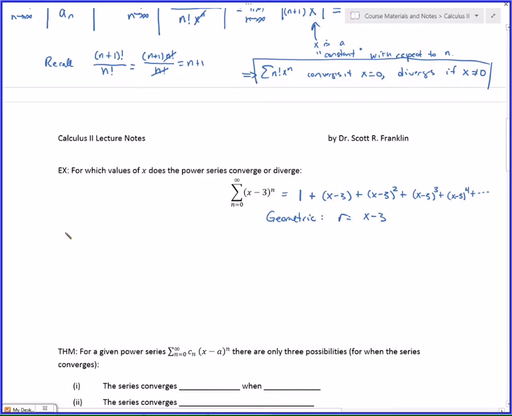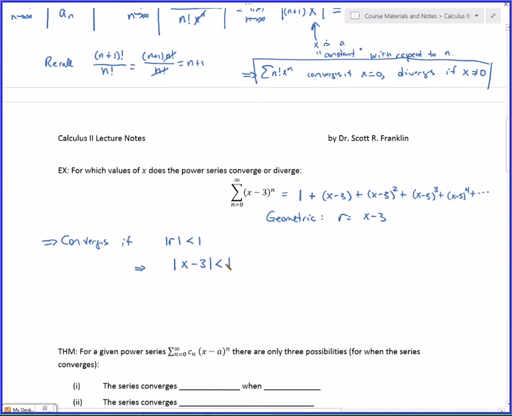Now, when does a geometric series converge? Other way, less than. Yep. So absolute value of r less than 1, which means the absolute value of x minus 3 has to be less than 1. So as long as the x that you plug in, subtracted by 3, in absolute value, is less than 1, then this thing converges.